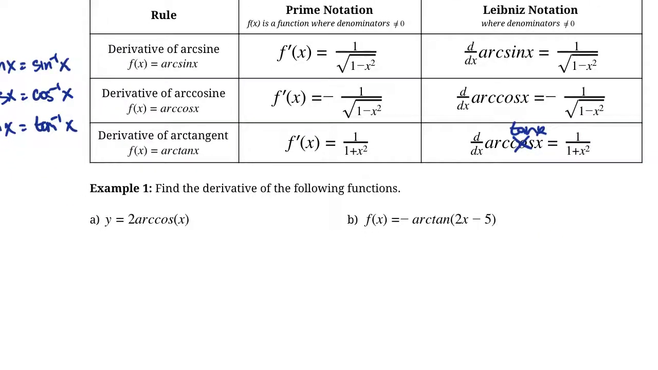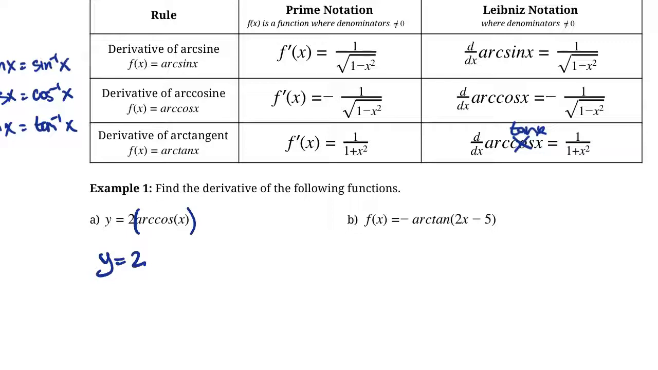Feel free to pause the video here and try these yourself before I even do them. I think you could probably handle them. So starting off with the first one, 1a, 2 arc cos x. Well, there's nothing really special about this one, right? When we have a constant, we can pull that out of the derivative and leave it out in front. So it's just going to be 2 times the derivative of arc cos x.